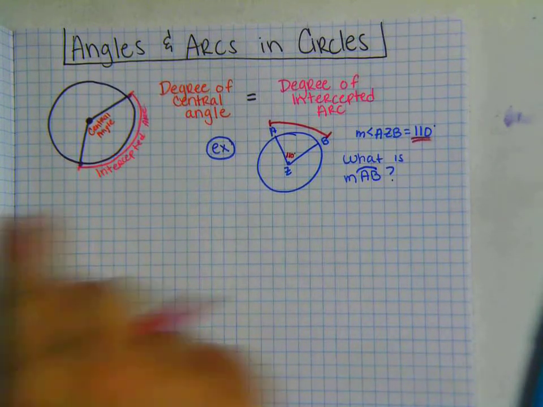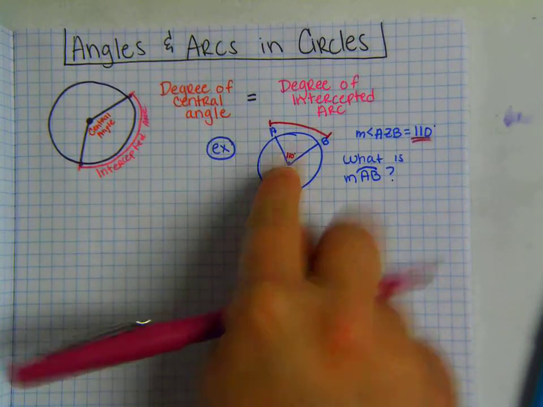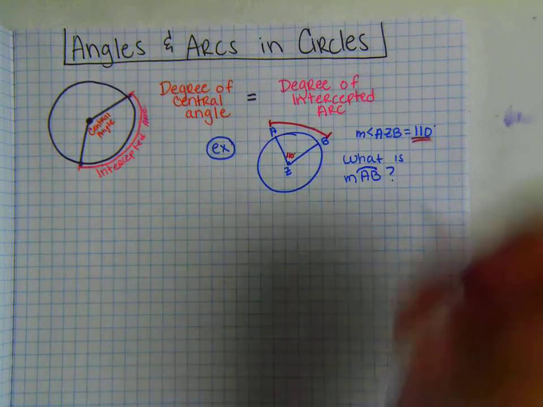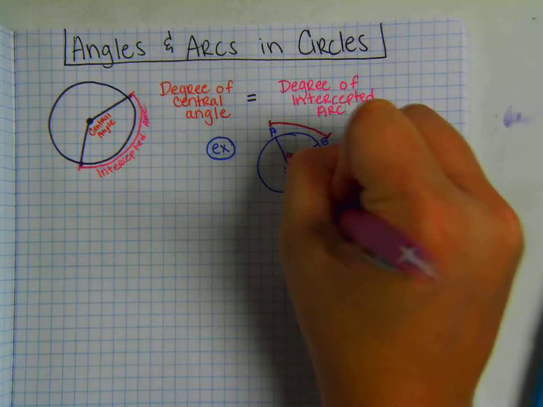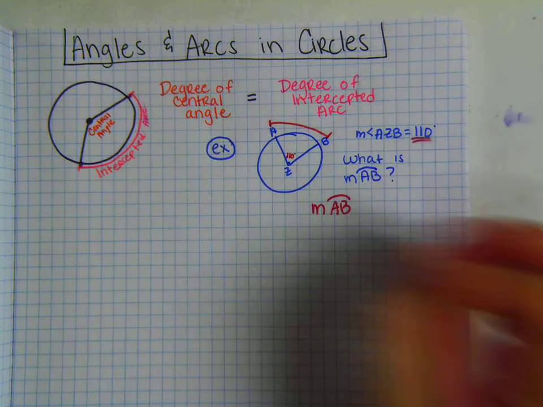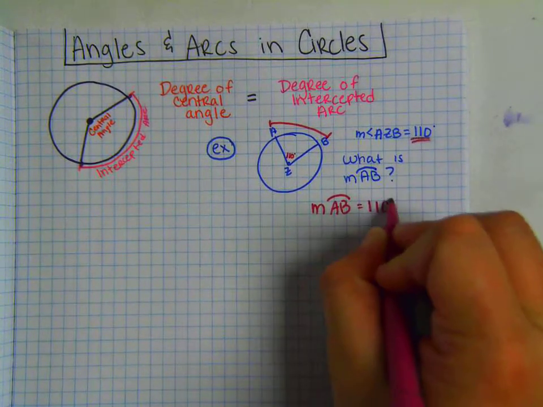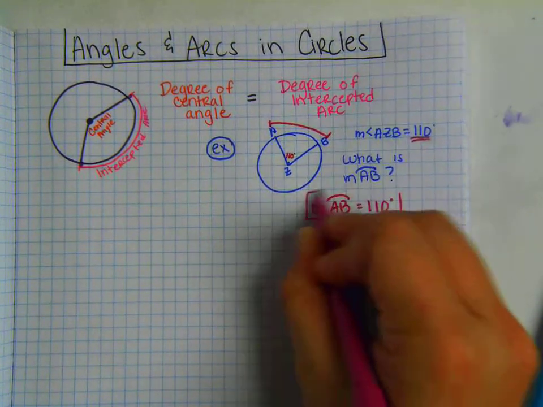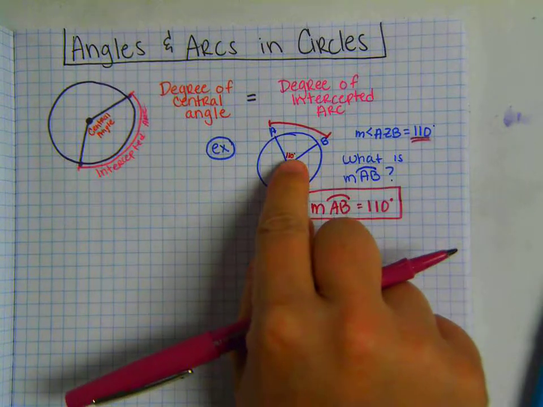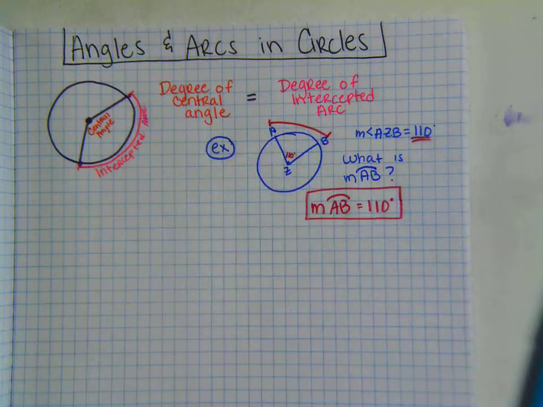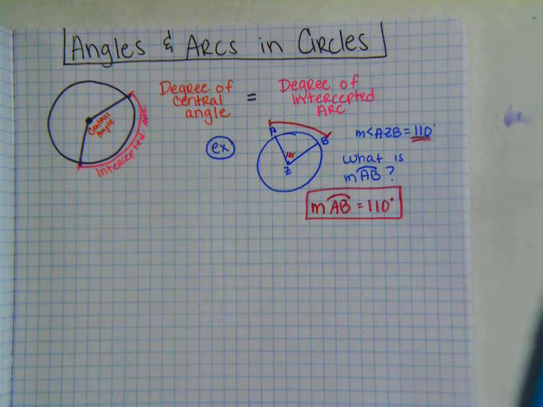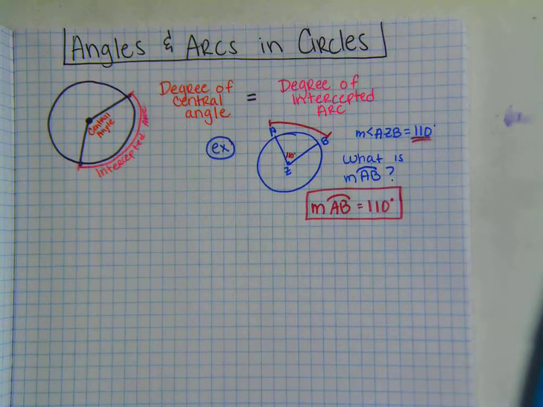Well, again, we know that the degree of the central angle equals the degree of the intercepted arc. So we know the measure of arc AB is going to be 110 as well, because they're the same. 110's here, so 110 has to be out there as well, if it is a central angle, which that is. Okay? So that's one type of angle, a central angle.